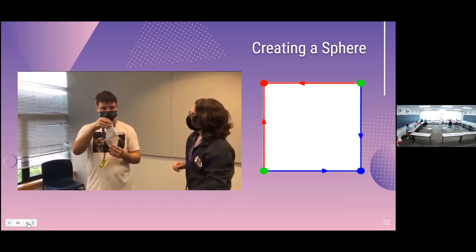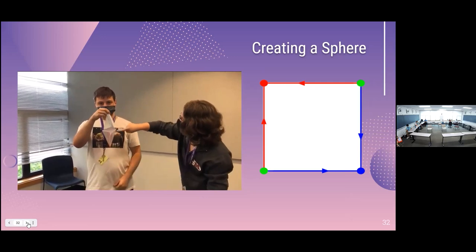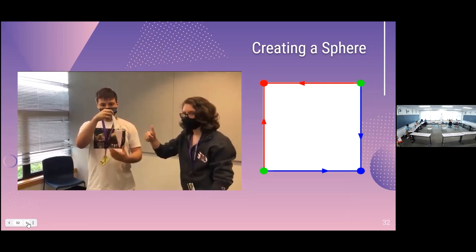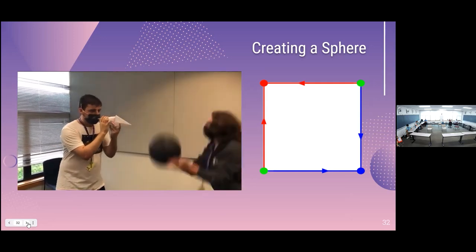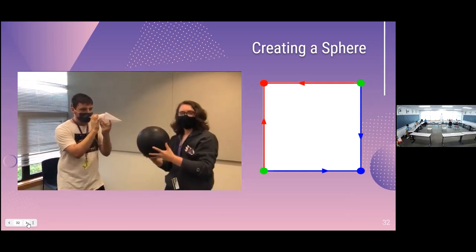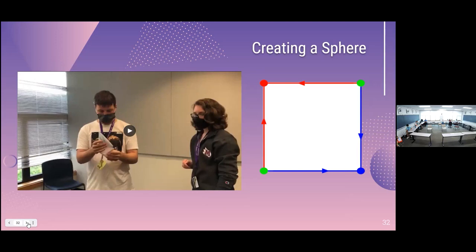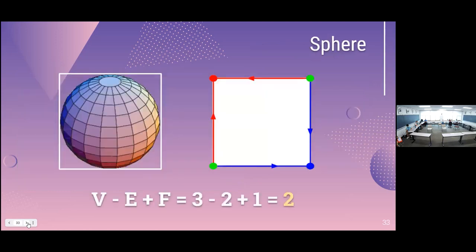So we've lined up our edges with the blue to the blue and the pink to the pink, and now we have a 3D conical shape. We can then take this shape and inflate it into a sphere. Wow, look at that. That's how it's a sphere. So 3 vertices minus 2 edges plus 1 face equals 2.